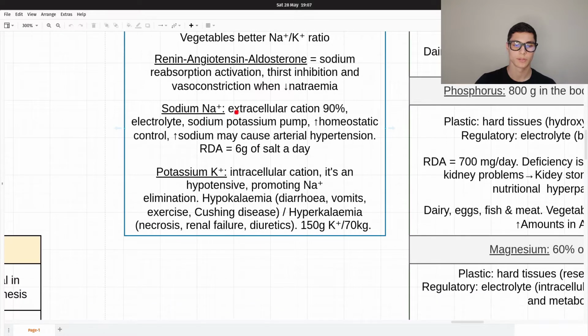Sodium is extracellular and is 90% of the extracellular cations. It is an electrolyte, of course, and it participates in the sodium-potassium pump, a very important mechanism in the whole body. It has a high homeostatic control, and high sodium may cause arterial hypertension. The RDA says 6 grams of salt a day, max.